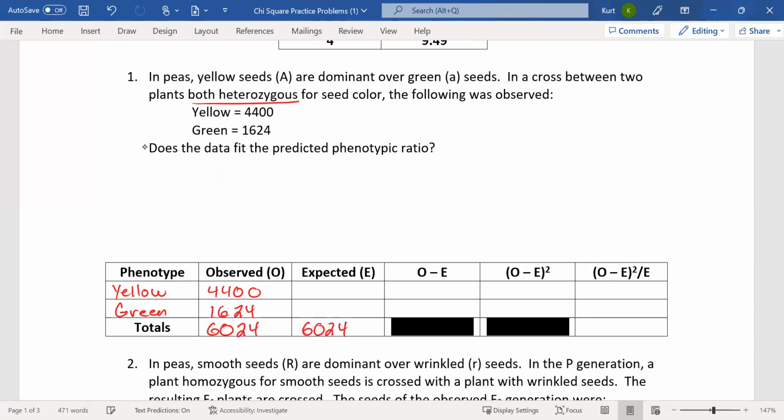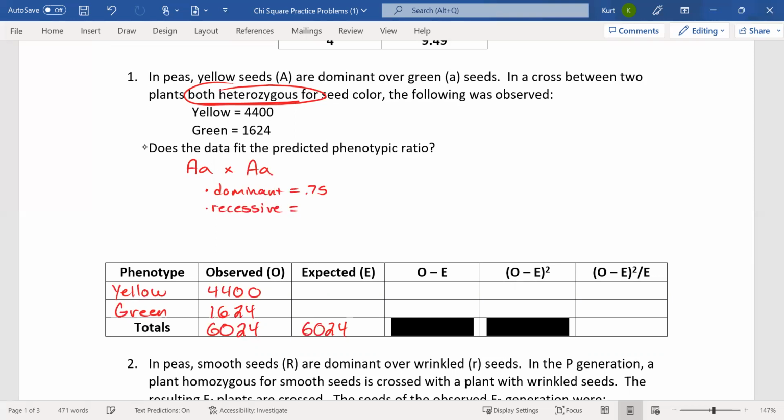Now we need to figure out the expected. We have to go with expected frequency first, then expected quantity. So, guys, it says both parents are heterozygous. They look like this. What are the odds that that cross would produce a dominant phenotype? 0.75. And recessive would be 0.25.